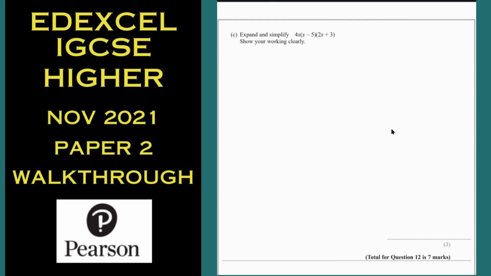Part C is expanding a cubic, but it's not 3 brackets. I usually say pick your 2 brackets first and crack on and do a grid. Not when it's just a 4x. I would simply expand these brackets. So the x squared term is 2x squared. The number term is minus 15. And I always do the x's in my head and simplify it as we go to save a line of working out. So negative 10x plus 3x means we end up at minus 7x in the middle.